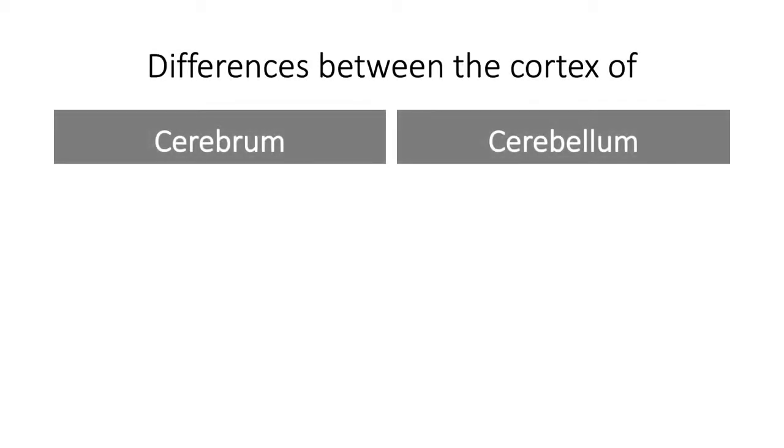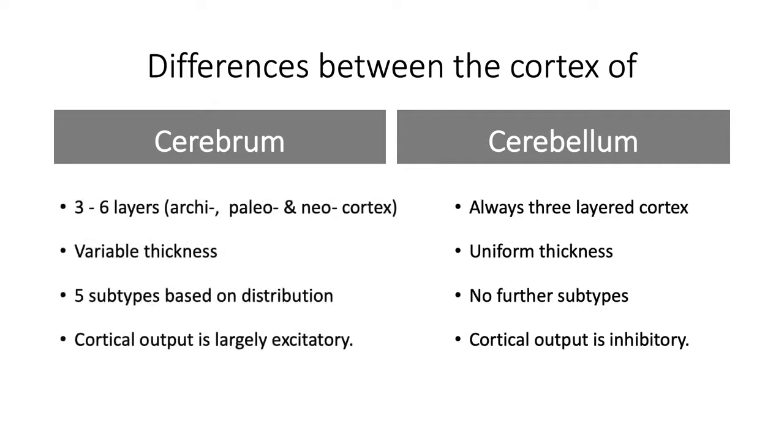When we compare the cortex of cerebrum with the cerebellum, we find that cerebrum shows 3 to 6 layers in its cortex. The archicortex, which is present in the dentate gyrus, shows only 3 layers. The paleocortex, which is present in subiculum, shows 4 to 5 layers, whereas rest of the neocortex shows 6 layers. In contrast to this, cerebellum always shows 3-layered cortex. Thickness of the cortex varies from place to place in cerebrum, whereas in cerebellum, it always has a uniform thickness.